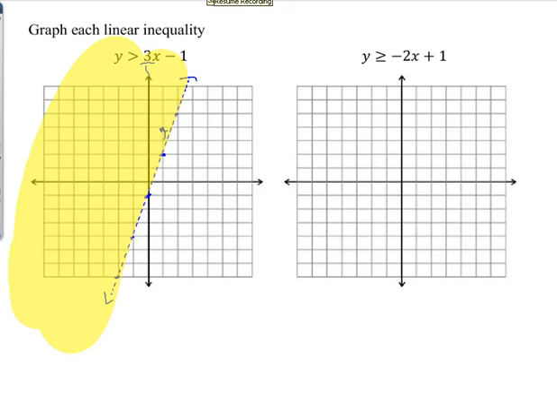Alright, the second one, we are also already in slope-intercept form, so I can go ahead and graph that. My y-intercept is 1, and then my slope is -2. So how do I graph that? Down 2 to the right 1, over and over, until I'm through my grid. Or I could go up 2, left 1. There we go. And what kind of a line will I have here? This one's solid because of the fact that we have or equal to in our inequality.